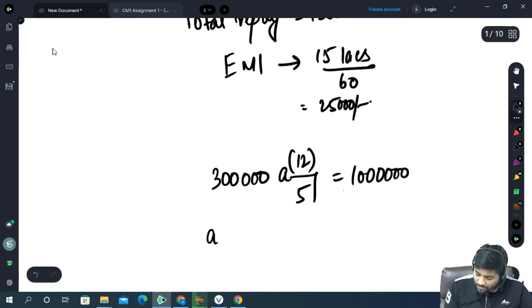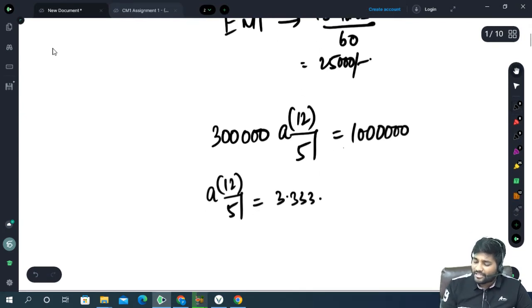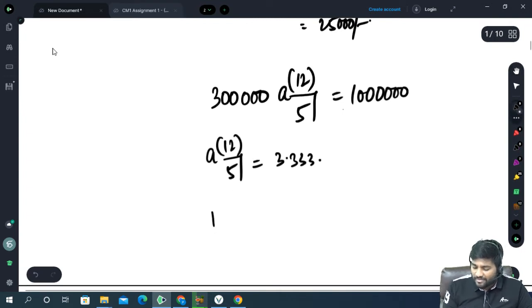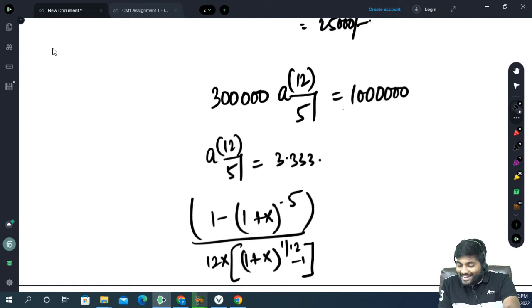So, how to solve? a_5 will be 3.3333. Now, in the calculator, you need to feed this. So, a_5 means 1 minus (1 plus x) to the power minus 5, whole divided by 12 into ((1 plus x) to the power 1 by 12 minus 1). Put exactly like this in the calculator and solve for a value of x for which you get a value 3.3333. Now solve it.